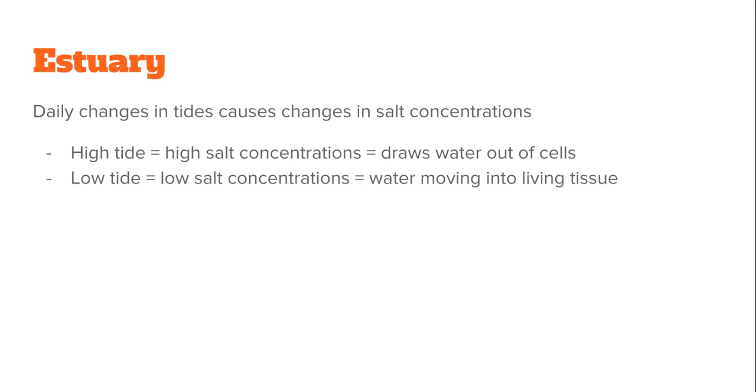An estuary sees daily changes in salt concentrations due to changes in tides. So at high tide, there's high salt concentration because there's more of the ocean and the salt water in the estuary environment, and that causes, as we know from previous discussions, water to move out of the cells to maintain that balance in salt and water concentrations. At low tide, we see the ocean and the salt water move back out to sea, and we see an influx of fresh water. So that means that the salt concentrations are quite low, and due to that, we see water moving into living tissues.